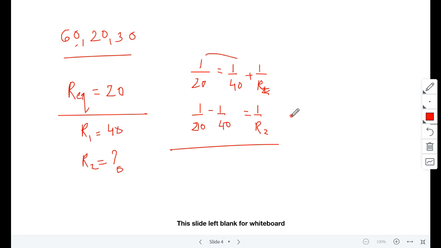See, because in series the current remains the same, right? An ammeter is a device which measures the total current. So if total current remains the same, that means you want it to be connected in series so that there will be no deflection in the readings, right?